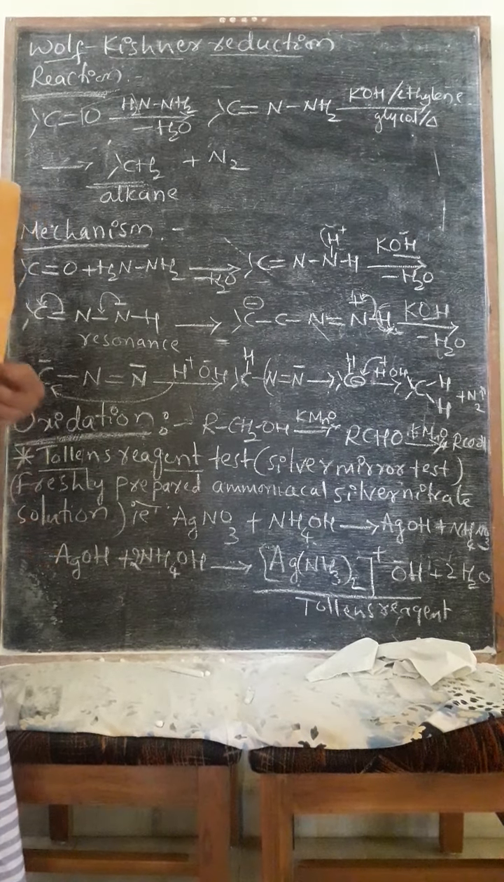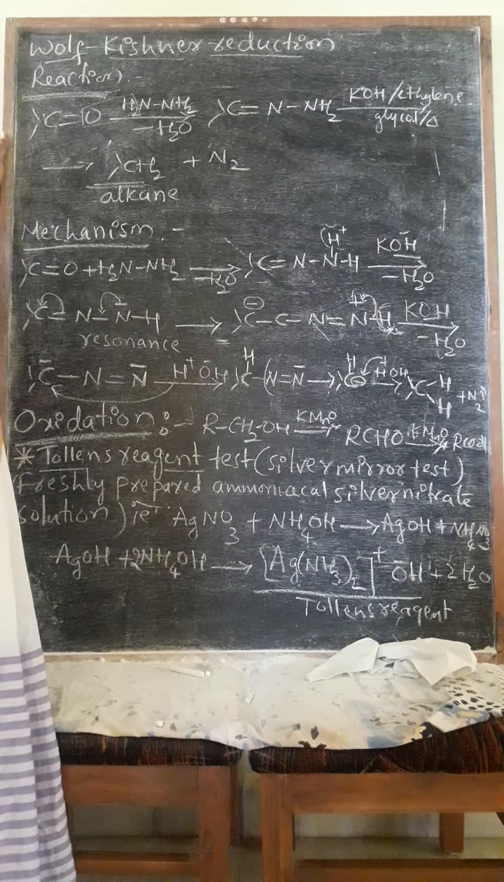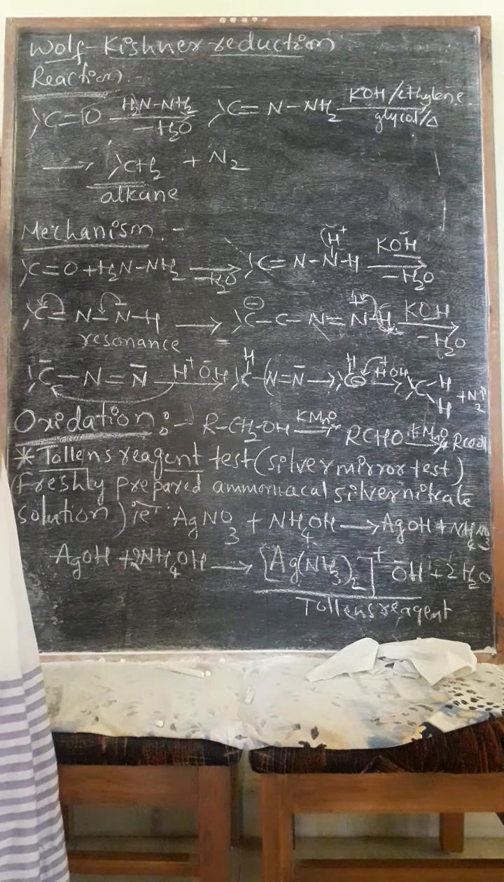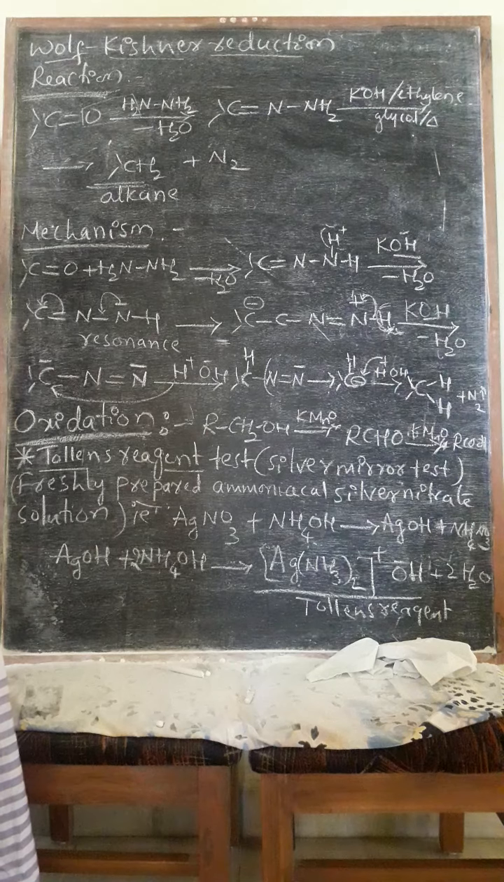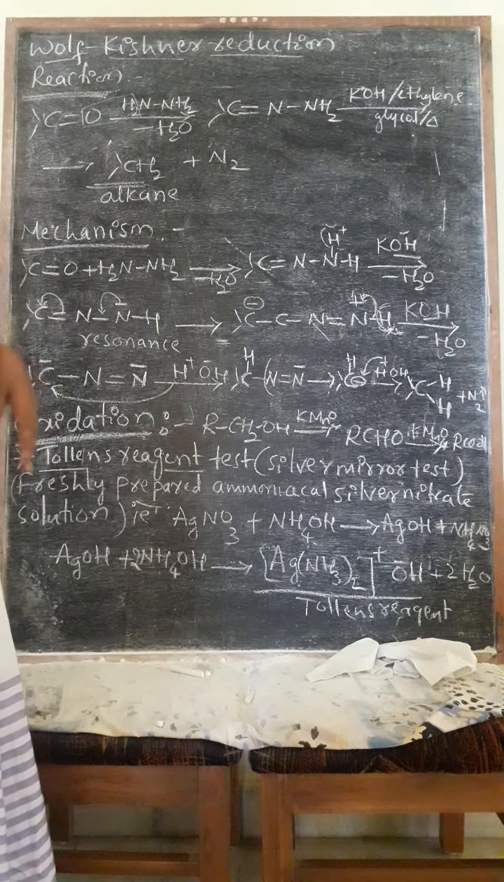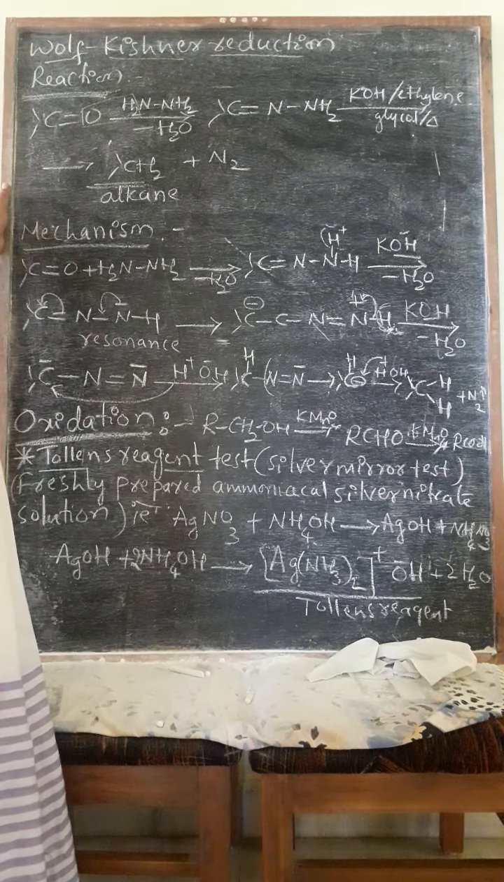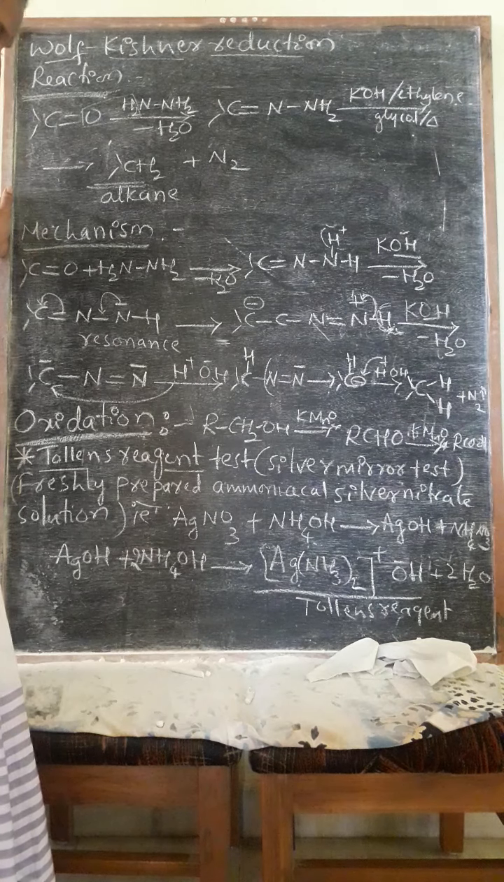In the last class, we discussed some of the addition reactions, addition of ammonia and its derivatives, and that table I have given. You have to complete it, and I hope you have completed those reactions, taking aldehydes and ketones as examples. After that, we discussed one more reaction.